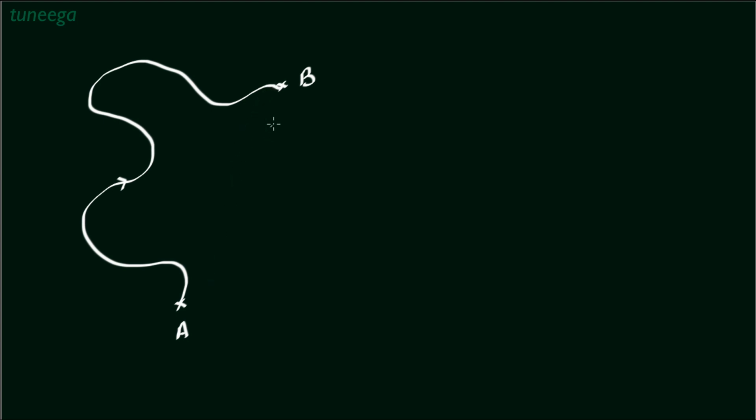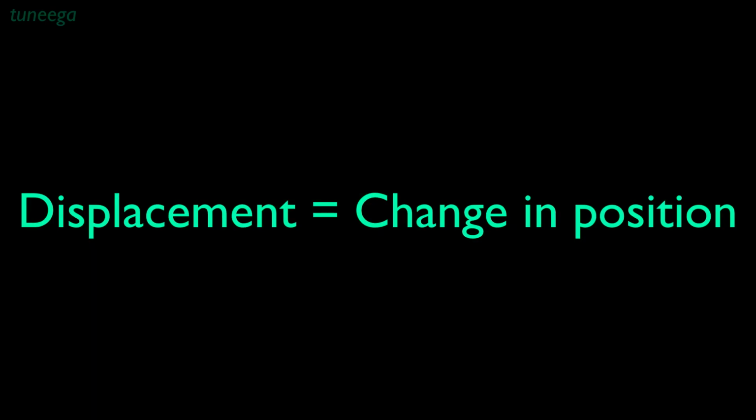But the displacement of the object is the change in its position. It is represented by an arrow. We start the tail of the arrow at the starting point, and the tip of the arrow is at the ending point. So this arrow represents the change in the position of the object.